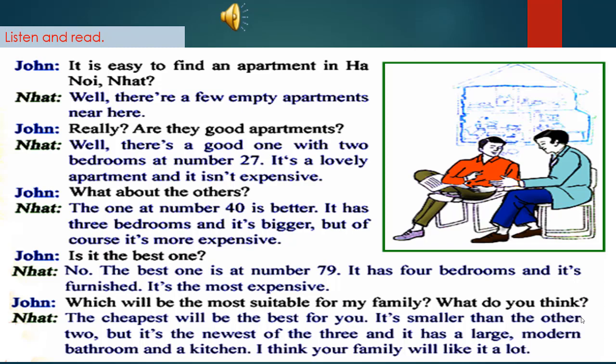Is it the best one? No, the best one is at number 79. It has 4 bedrooms and it is furnished. It's the most expensive. Which will be the most suitable for my family? What do you think? The cheapest will be best for you. It's smaller than the other 2, but it's the newest of the 3 and it has a large, modern bathroom and kitchen. I think your family will like it a lot.